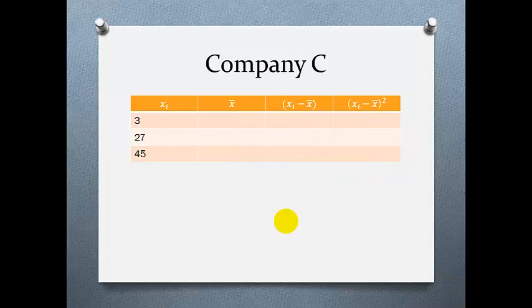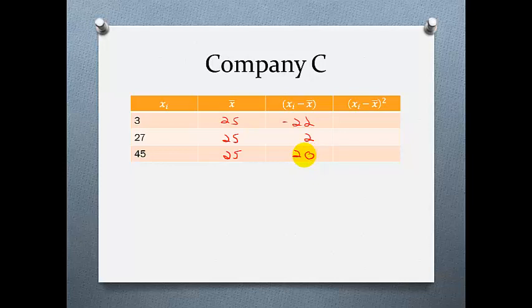Now, the really interesting one is company C. What's its variance going to be? Because these guys are spread out all over the map. We would expect to see a much larger variance for company C. And sure enough, we will. The mean we already calculated is 25 all the way down. And then we subtract. 3 minus 25 is negative 22. 27 minus 25 is 2. And 45 minus 25 is 20.